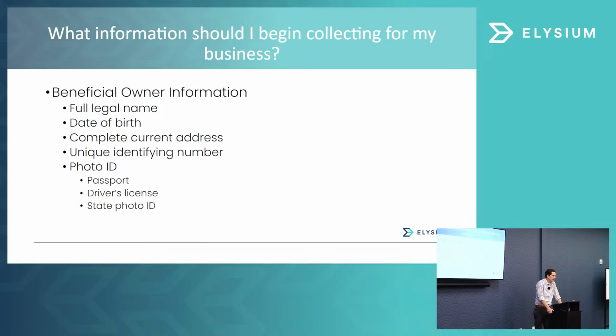Full legal name, date of birth, complete address, a unique identifying number, we'll come back to that in just a second, and then a photo ID. We're still looking for some clarity on the unique identifying number, right? Our gut check was, they're talking about social security numbers or potentially a driver's license number.